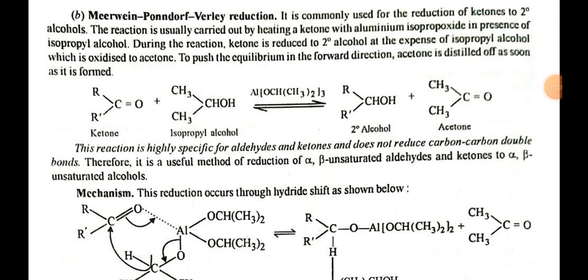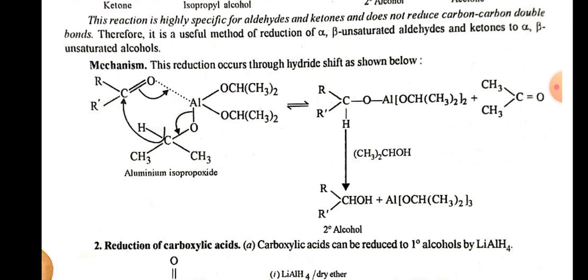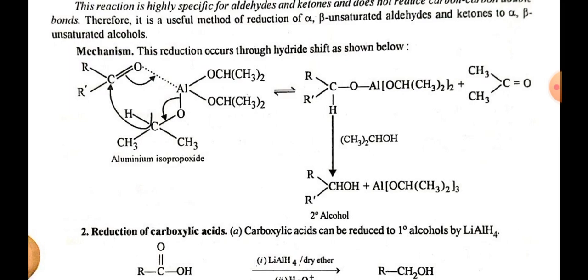This reaction is highly specific for aldehydes and ketones and doesn't reduce carbon-carbon double bonds. Therefore, it is a useful method of reduction of alpha beta unsaturated aldehydes and ketones to alpha beta unsaturated alcohols. The mechanism of this reaction is shown below. You can see this reaction in which aluminium isopropoxide transitions to the structure written above, which will finally give the secondary alcohol.